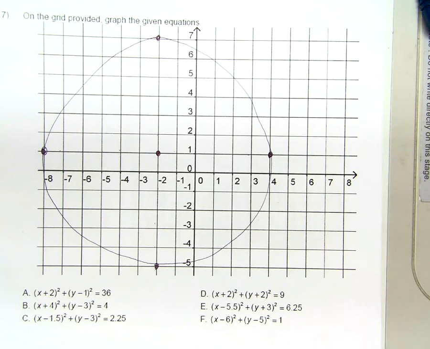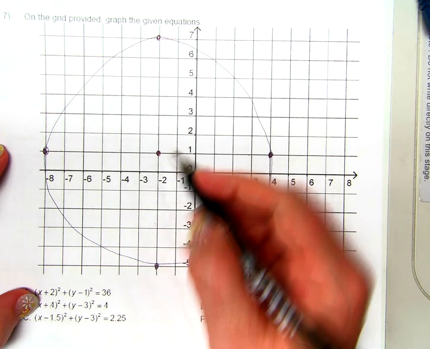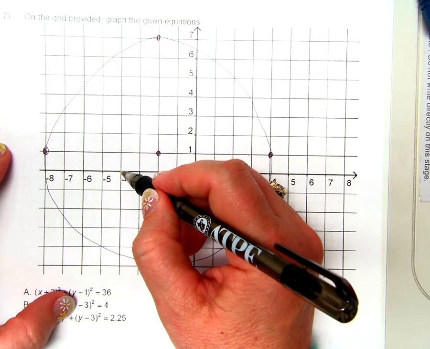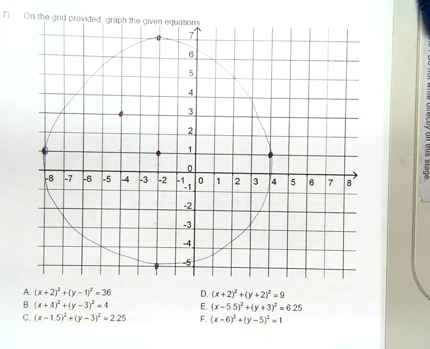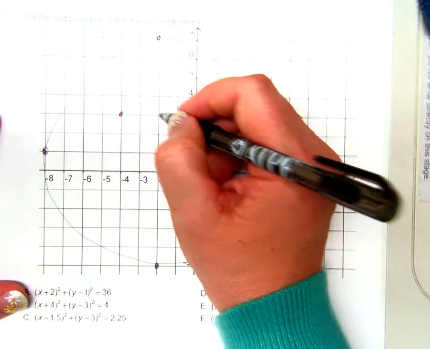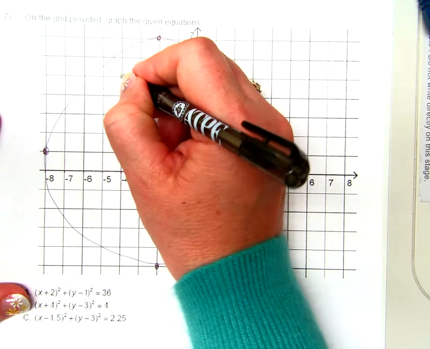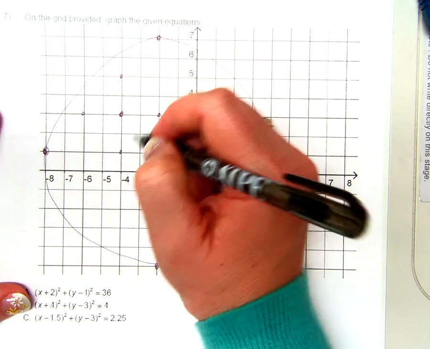Okay, so how do we graph circle B? Circle B, the next one. Negative 4, positive 3. What's the radius? 2. 2 in every direction.